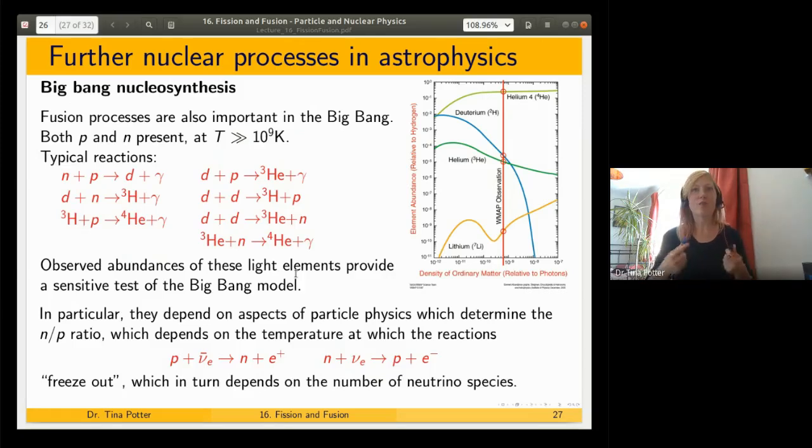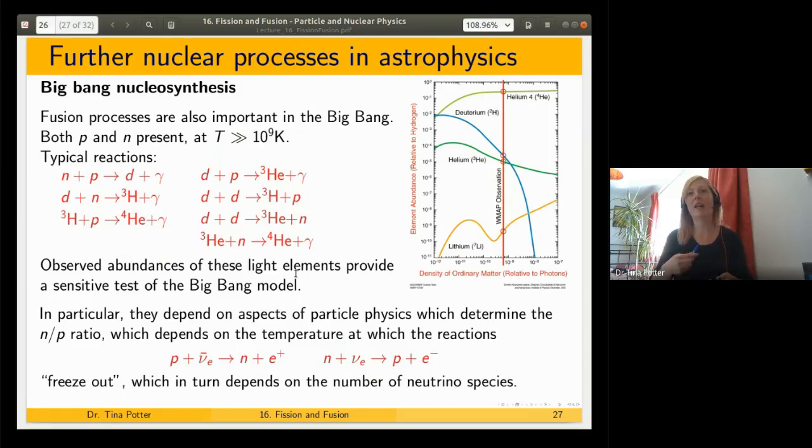Now, nuclear processes are really important to understand what was going on back in the very early universe as well. In the very early universe, just after the Big Bang, we had protons and neutrons that had formed from our initial quarks. They had come together into bound states. But then as the temperature fell below 10 to the 9 Kelvin, the protons and neutrons would bind together into more complex nuclei like deuterons, tritium and helium.